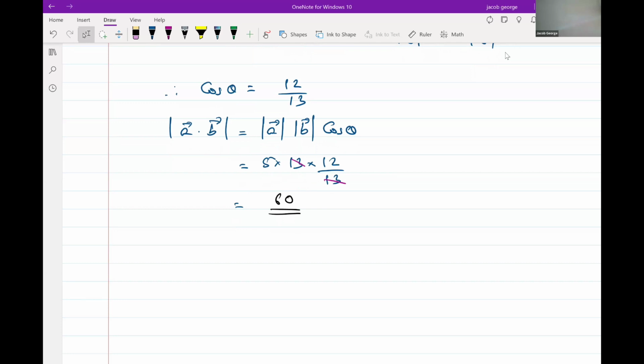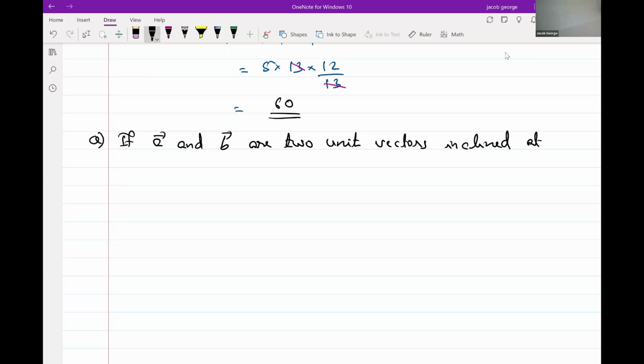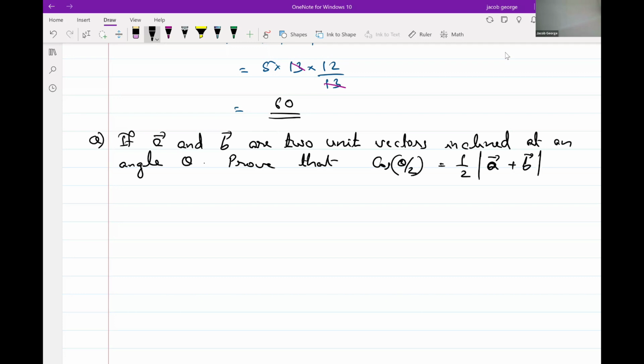If vector A and vector B are two unit vectors inclined at an angle theta, then prove that cos theta by 2 is equal to half of magnitude of vector A plus vector B. Prove that cos theta by 2 is equal to half of magnitude of vector A plus vector B.